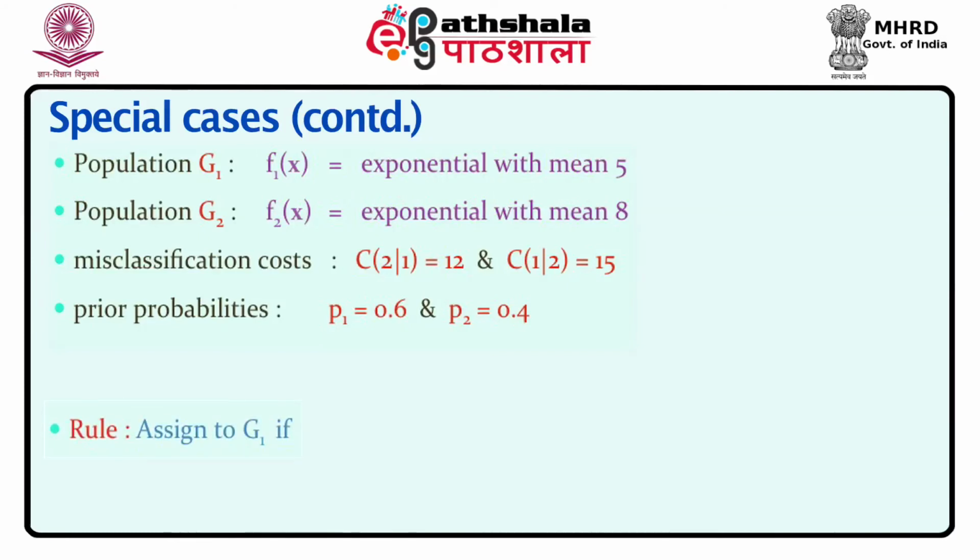Then the rule is to assign to G1 if f1(x) by f2(x), which is 1/5 e to the power of minus x by 5, that is the exponential density, divided by 1/8 e to the power of minus x by 8, which is the exponential density under mean 8, is greater than or equal to the ratio of the two prior probabilities, which is 0.4 by 0.6, into the ratio of the two misclassification costs, which is 15 by 12. You assign to G1 if the left hand side is greater than the right hand side, and you assign to G2 if the left hand side is less than the right hand side.